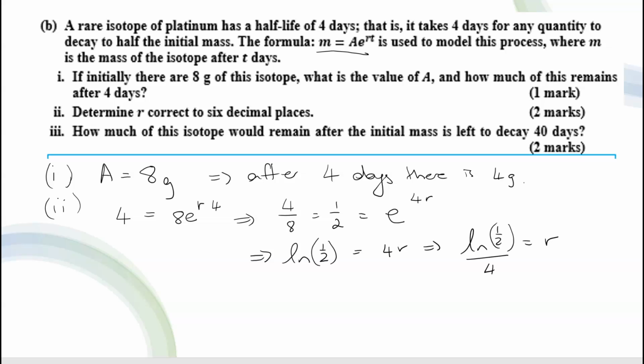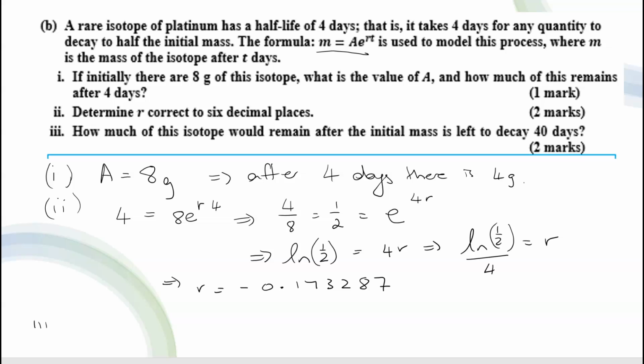And it's fine that r is a negative number. And remember, they've asked you for 6 decimal places, and you will lose marks if you don't give it to 6 decimal places. You will lose half a mark.